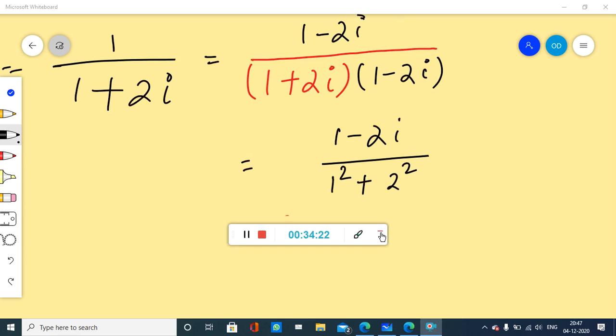Okay, now tell me, have we made any changes to the complex number? No, of course not. I haven't made any changes to the value of the complex number.